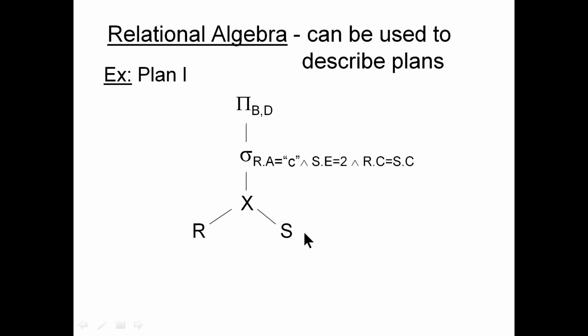Now, this plan 1 may be very expensive. Why? Because if R and S are very big sets, when you multiply, it's going to be a very, very big set. So the selection will take more time, and this Cartesian product will take more time. So we have to optimize that.